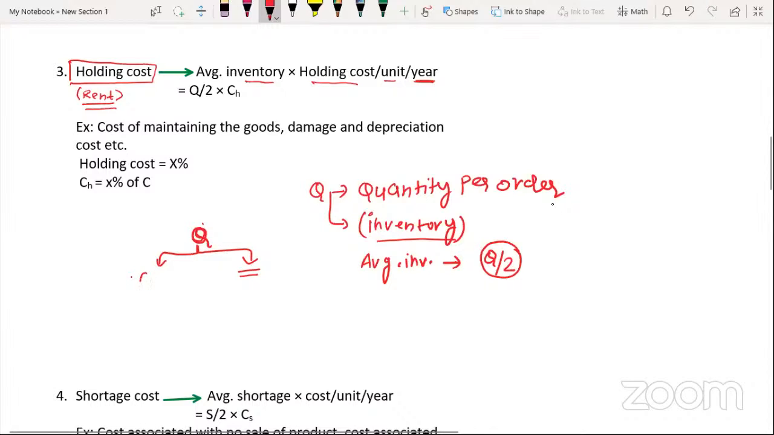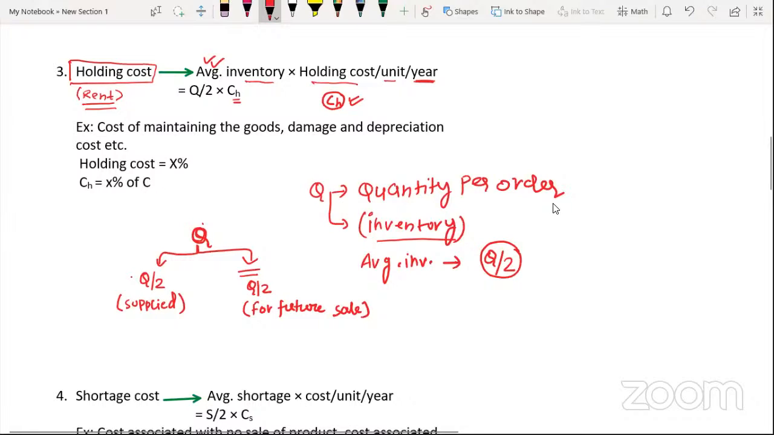So we assume that this q by 2 is supplied directly, and this q by 2 is for the future. It is for future sale, you can say. That's why we are going to define it in terms of average. And this ch is holding cost per unit per year.